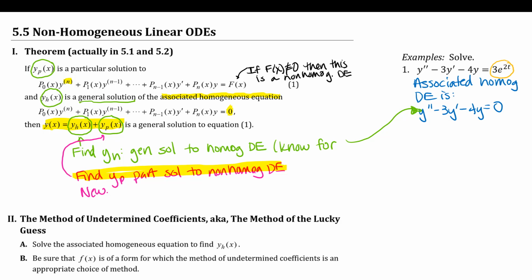Okay, so we're actually going to talk about a couple different methods for finding the yp part. Essentially two methods that are both in the same section of the textbook.